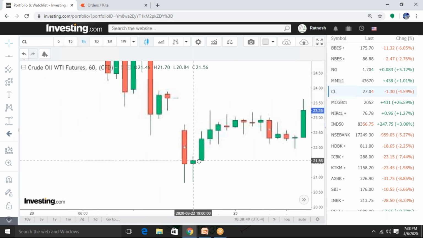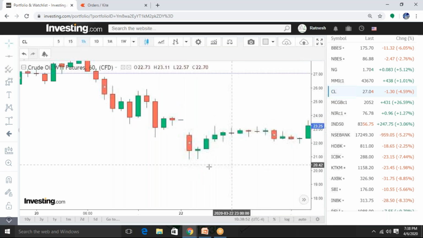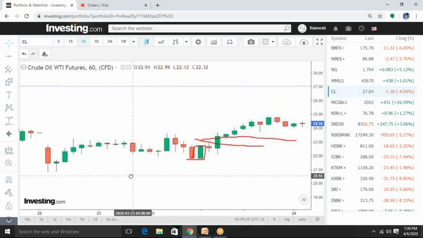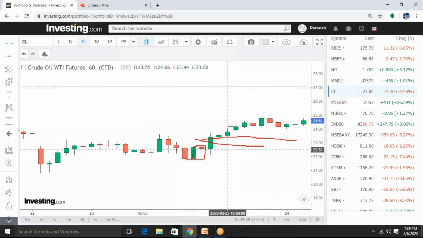What is the name of this pattern? Can anybody tell what is the name of this candle? Doji. Almost doji, you can consider. One confirmation candle is always necessary. For a buy, you have to wait for a break of this high. After that, the entire market was tense.